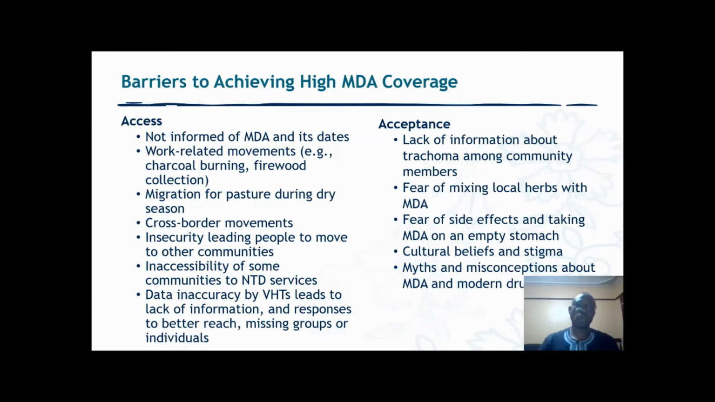Also, there were cross-border movements, also for the same reason of pasture, and then insecurity that led people to move to other communities. There was also inaccessibility of some communities to NTD services because of poor roads, poor network, and poor infrastructure. For example, community health workers were missing in some of these communities. Then there was the issue of data inaccuracy by VHTs, which led to lack of information and responses to better reach the missing populations and individuals.